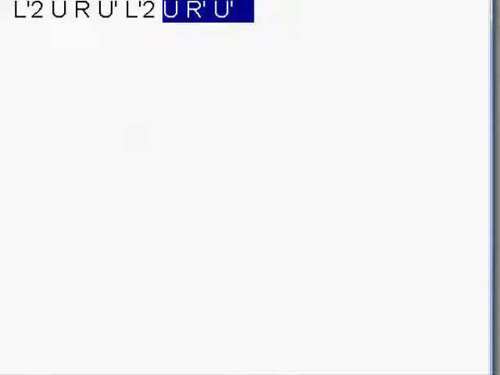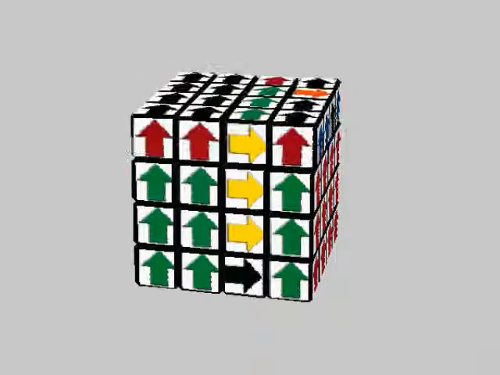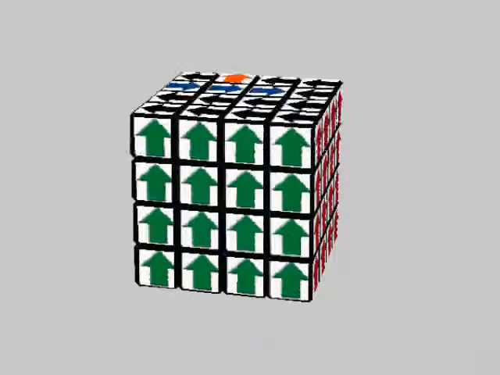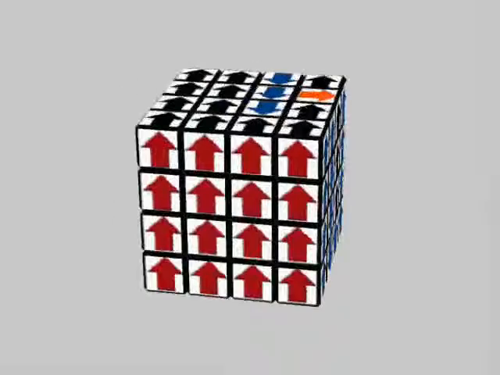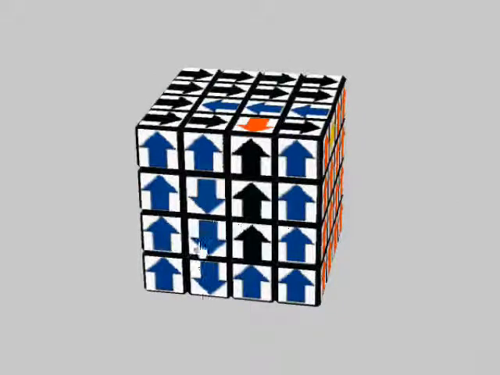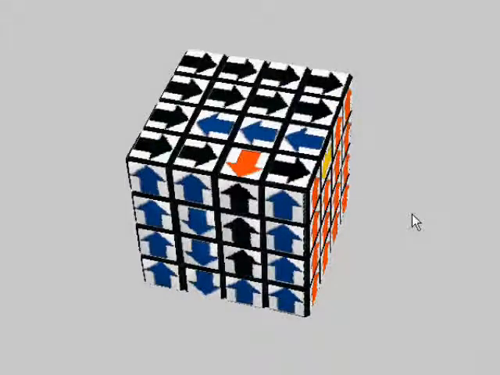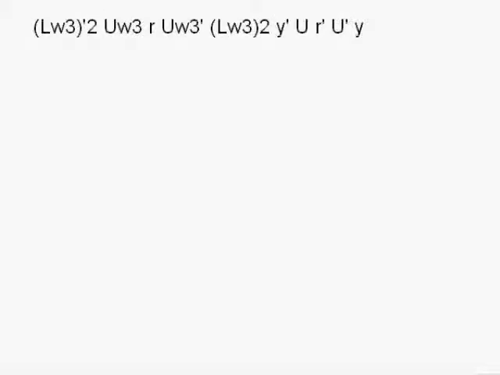which is U, R prime, and U prime. Now if I rotate it around so we can see what we have, this 1x3 block here is affected, and this 1x3 block and this one. So it's 3 1x3 blocks affected on the cube, which is great news. This is the commutator which you just saw performed on the cube, which swapped those 3 1x3 blocks.